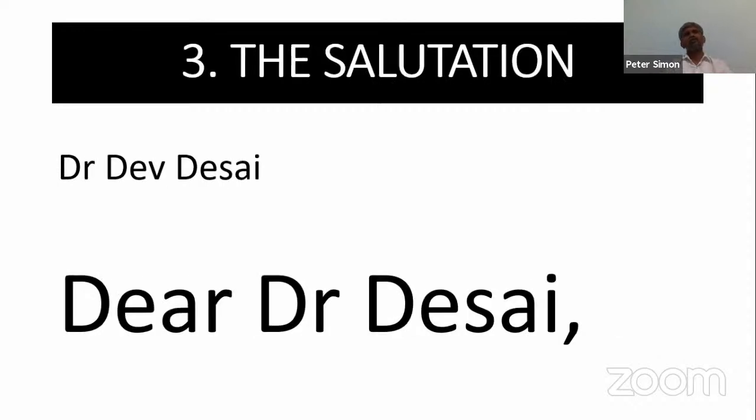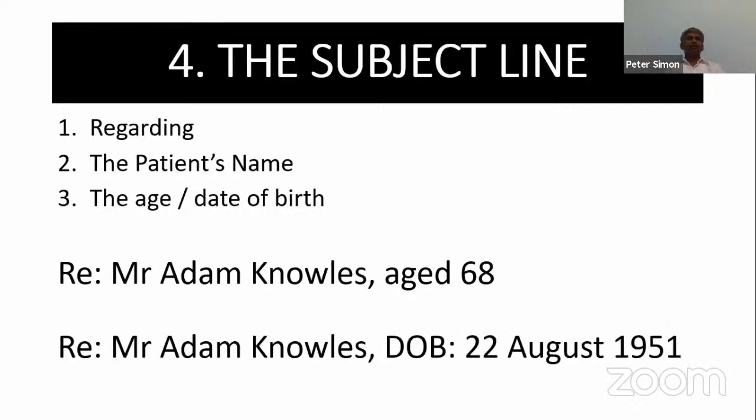The next one, Dr. Dev Desai. So it is Dear Dr. Desai. Then regarding Mr. Adam Knowles, aged 68. This is talking about age. If age is given, write age. Age is the first priority. Then if age is not given, write the date of birth. Date of birth is the second priority. If both are given, better to write age. Okay. So, comma, date of birth, colon, 22 August 1951. So both are right, both are acceptable, no problem at all. Write in a single line, better.